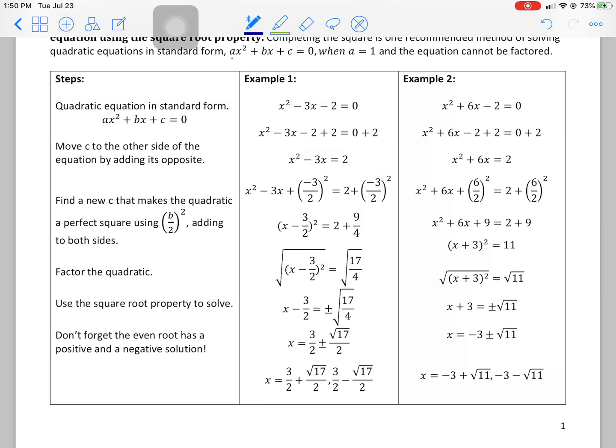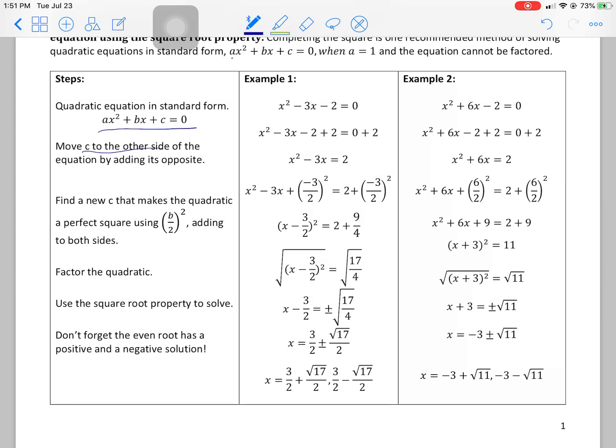So step 1, make sure that your quadratic equation is in standard form. Some books call that general form. Either way, that's what it looks like. I need the squared term first, then the term with one variable, and then the constant term, and it has to equal 0. So make sure you get everything moved so 0 equals one side, like you would if you were factoring.